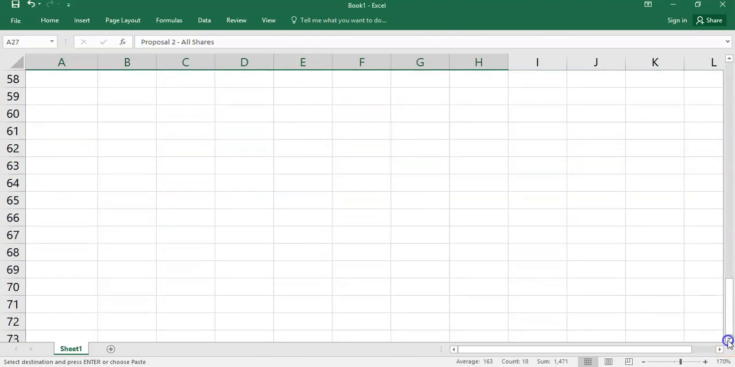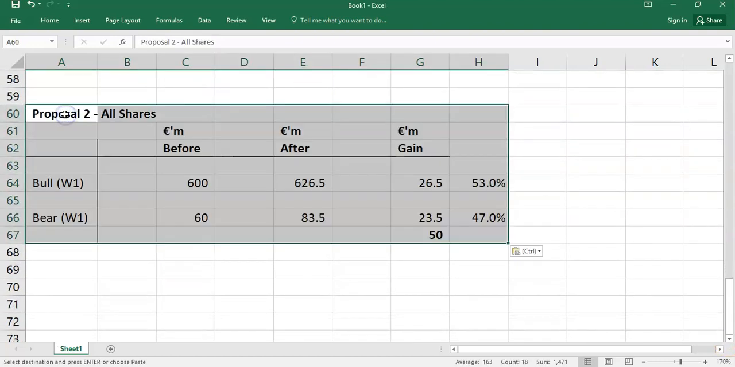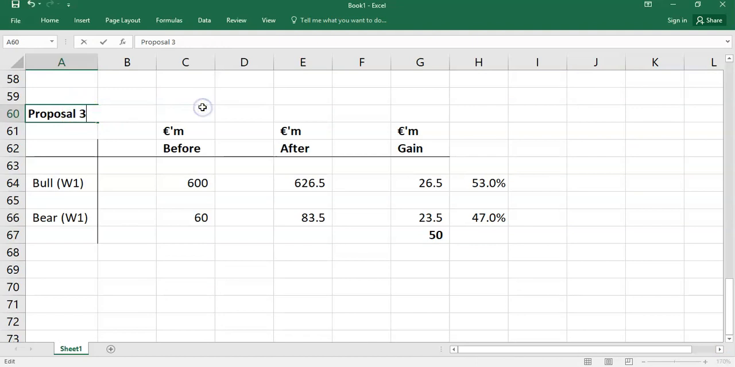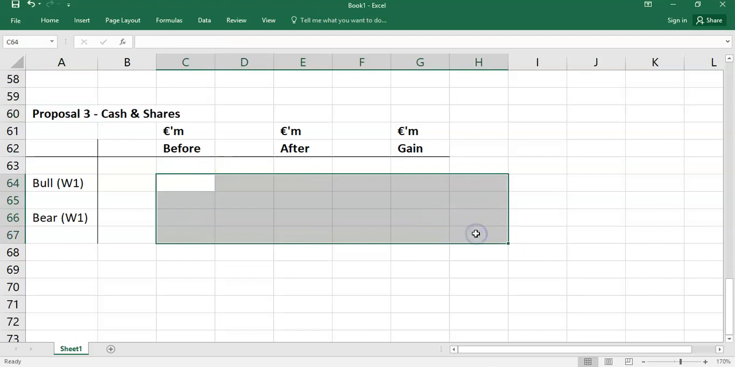So see, can you pause this now and bring it all together for proposal 3, which is cash and shares. So it's a mix of both. So see, can you have a look at that and work your way through it. So pause it there and we'll come back and look at it.